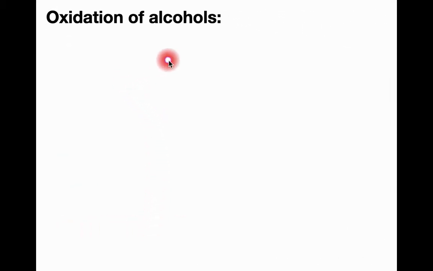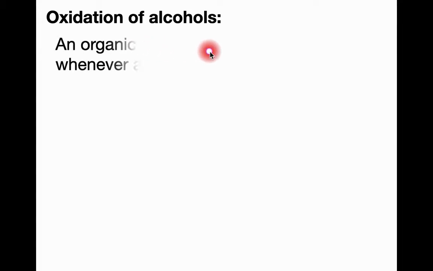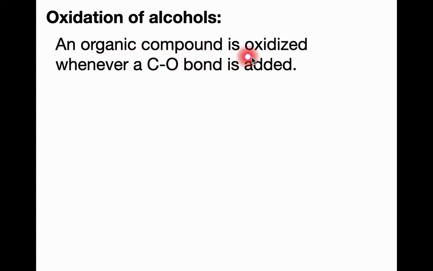Oxidation of alcohols. Yes, oxidation, it's back. An organic compound is oxidized whenever a carbon-oxygen bond is added. So either an oxygen is bonded to a carbon, or it goes from a single bond to a double bond. That would be oxidation. Okay, we're going to look at the oxidation of primary, secondary, and tertiary alcohols.